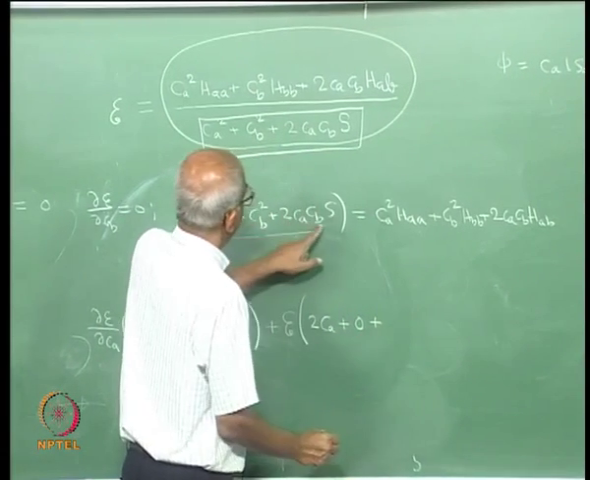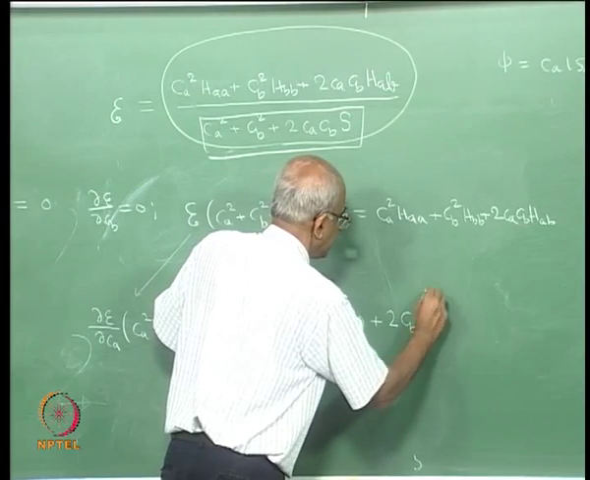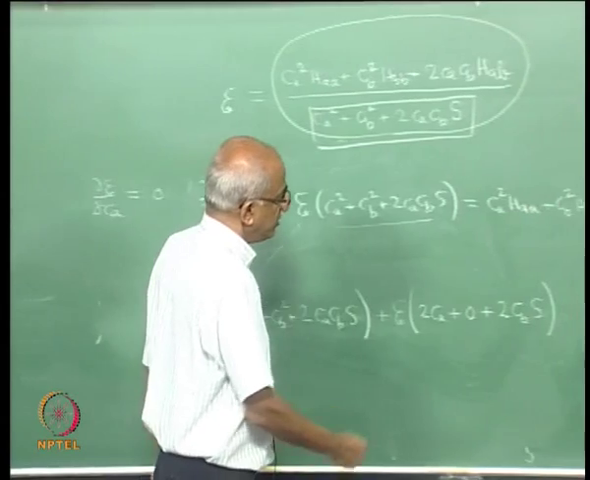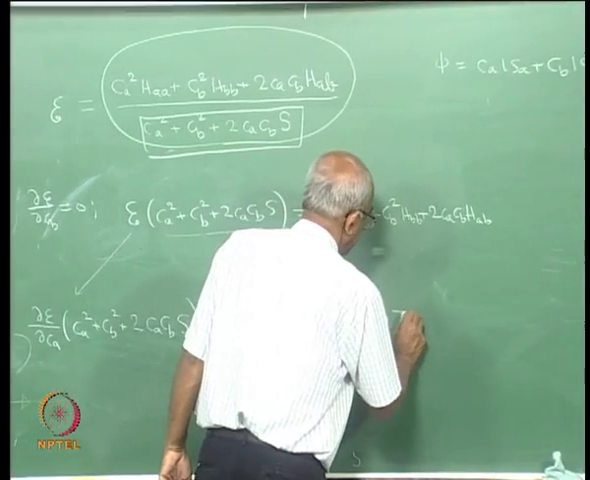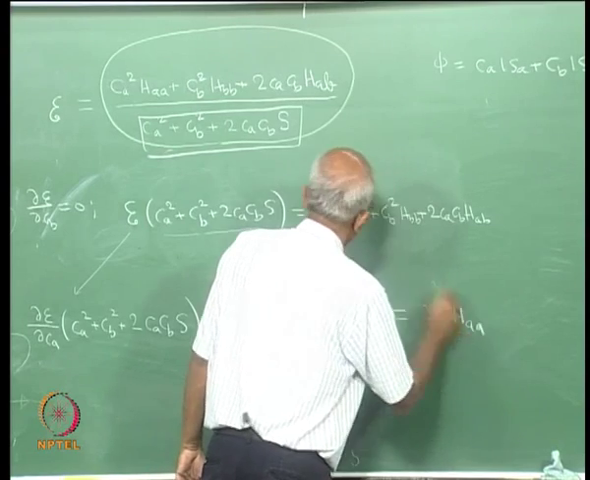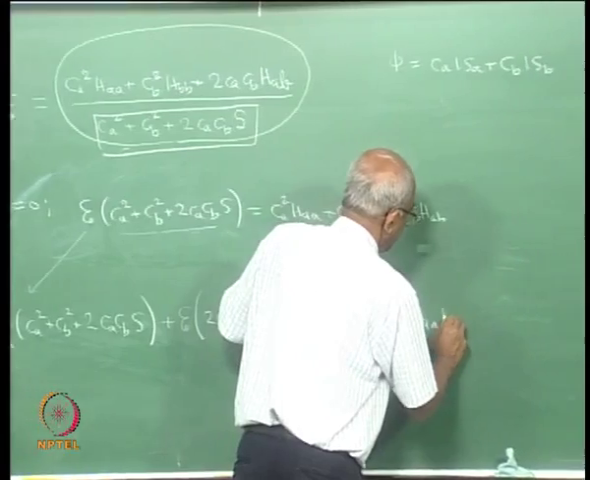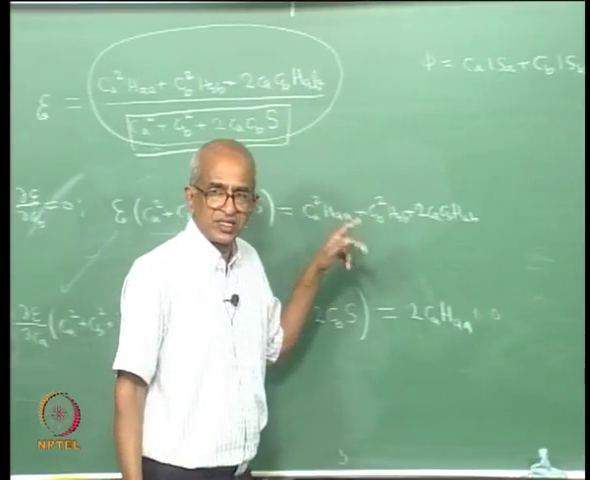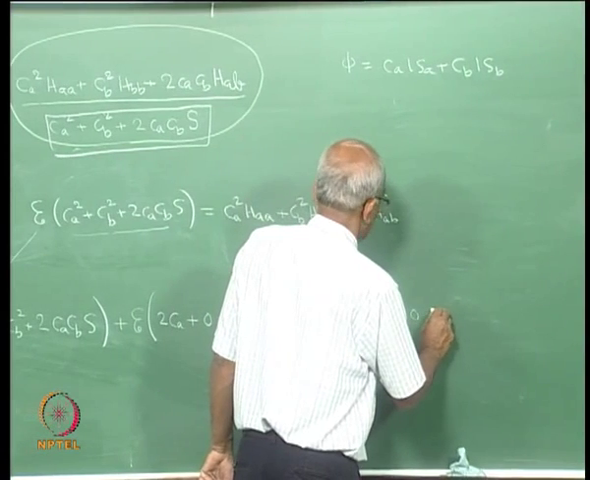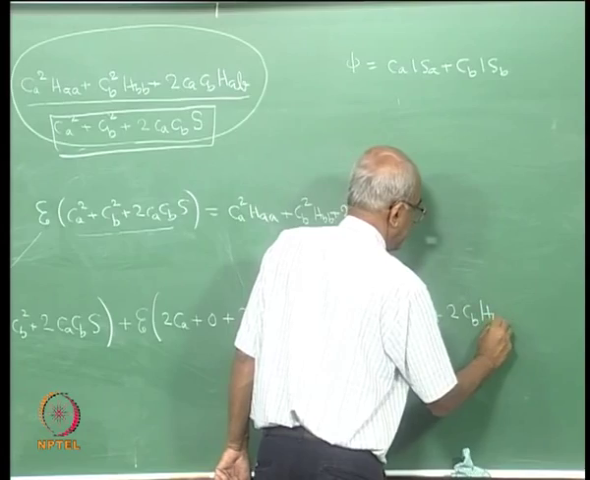And what will be the derivative of this term? It will be 2 times CB into S. So, that is the derivative of the left hand side. What will be the derivative of the right hand side? It is going to be 2 CA HAA, because I am differentiating this term. If you differentiated this term, you will get the answer to be 0, because that term does not depend upon CA, and the last term will give me 2 CB HBB.